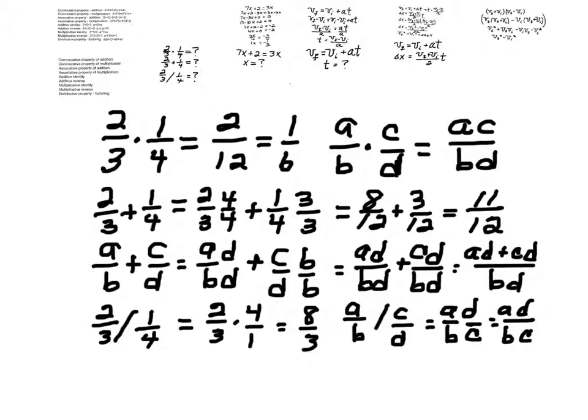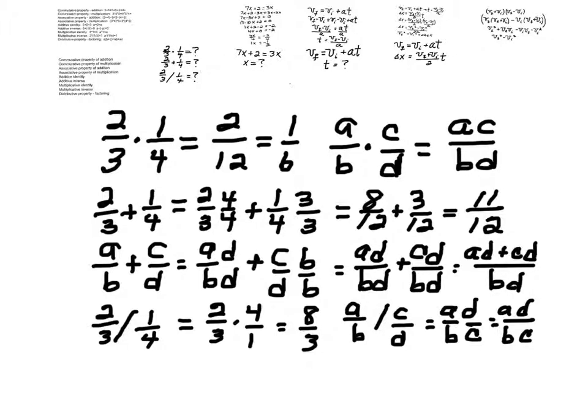So let's see what we're getting. Well, when you do the multiplication, you multiply the numerators and you multiply the denominators. So 2 times 1 is 2, 3 times 4 is 12, 2 twelfths is 1/6. 1/6 is less than 1/4. It makes sense. 2/3 of 1/4 would be 1/6.